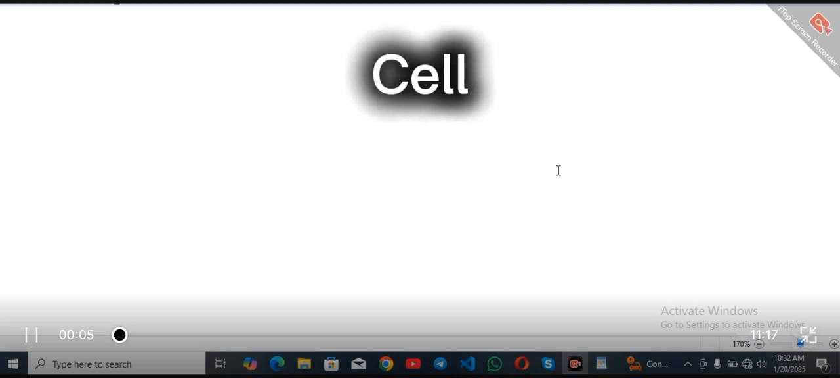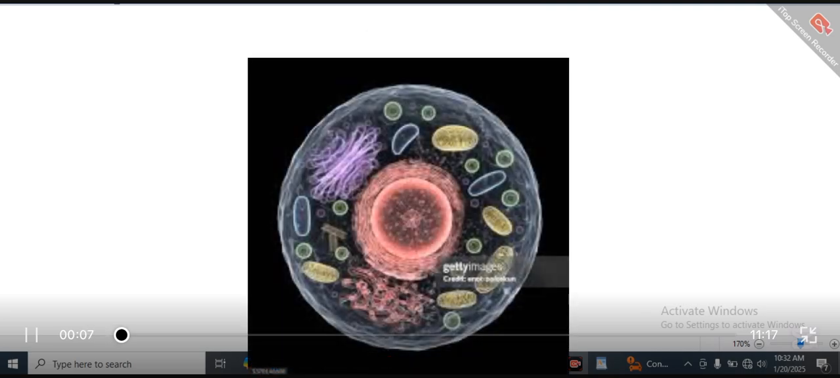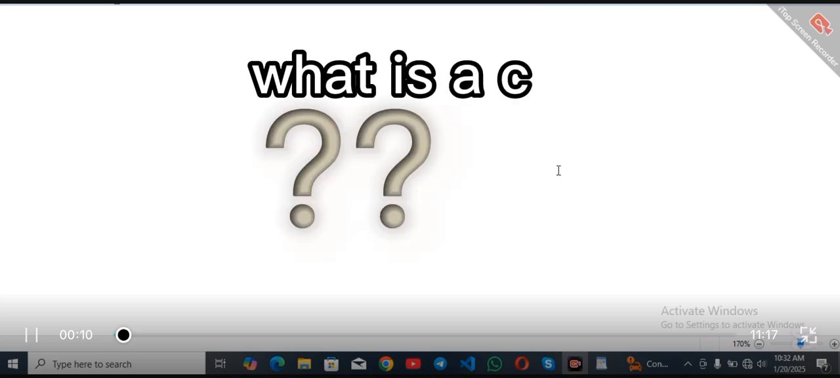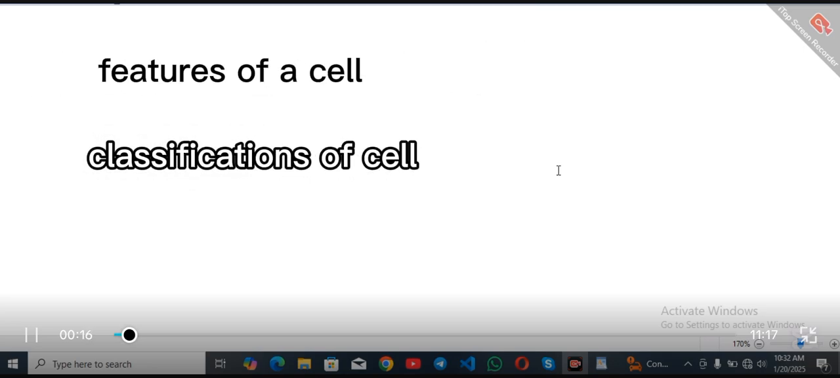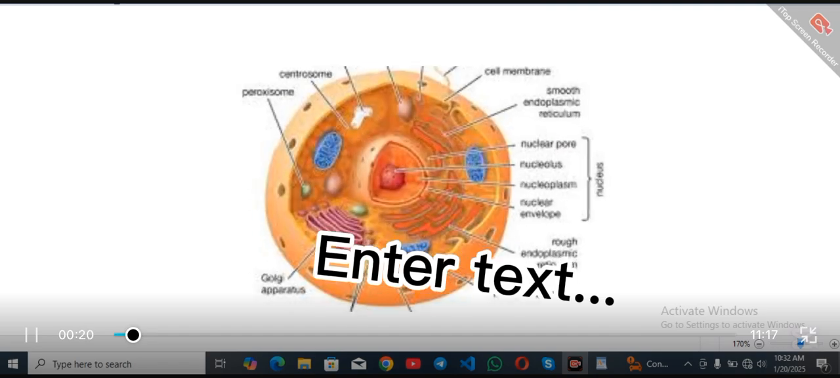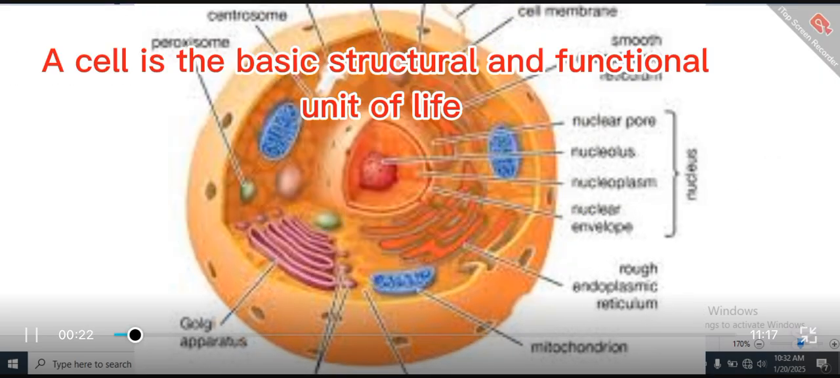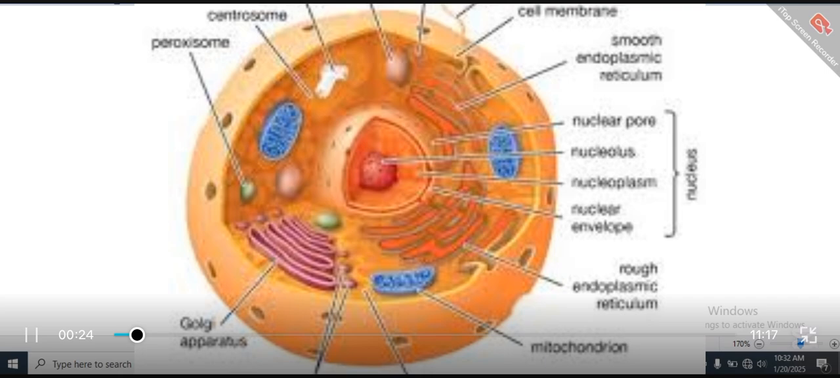So today we are going to be discussing about cells, and basically we are going to be discussing what is a cell, the definition of a cell. We're going to be discussing the features of a cell, and the classifications of cells, types of cells. A cell is the basic structural and functional unit of life. So whenever you are defining a cell, always make sure that you note that a cell is the basic structural and functional unit of life.